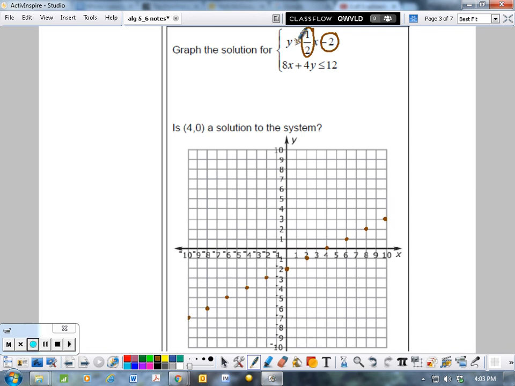Now my symbol is greater than, so that means I'm going to shade above. And my line's going to be dashed or dotted. So I'm going to go ahead and dash my line. And then I'm shading above, so I'm going to go ahead and scribble above my line.